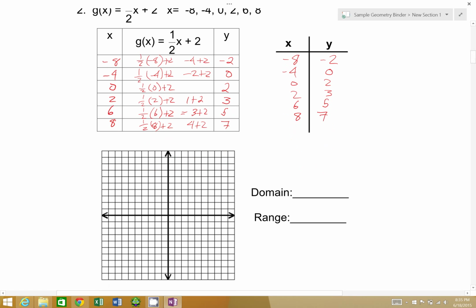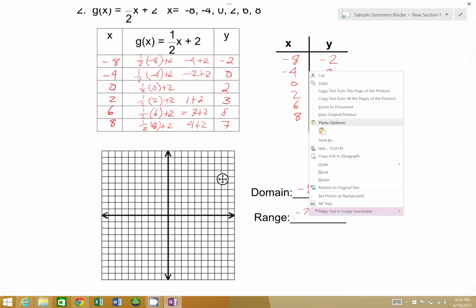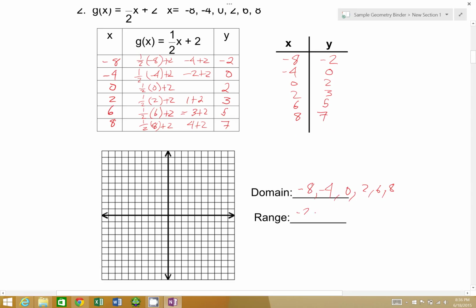So my domain here is going to follow with the function and all the x values. So I have -8, -4, 0, 2, 6, and 8. I have -2 for the range, 0, 2, 3, 5, and 7.